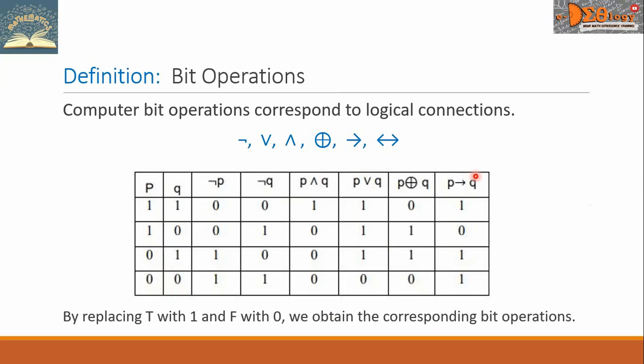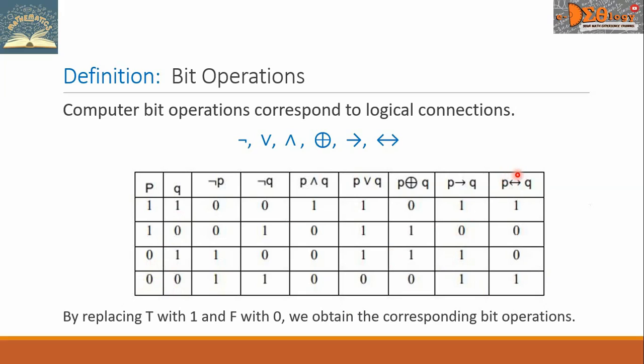P implies Q. The values will always be 1 except when P is 1 and Q is 0. So 1 implies 1 is 1. 1 implies 0 is 0. 0 implies 1 is 1. 0 implies 0 is 1.